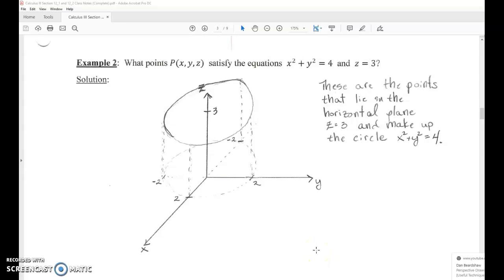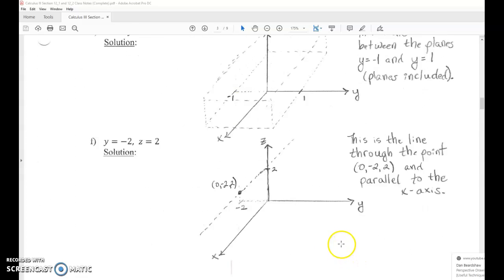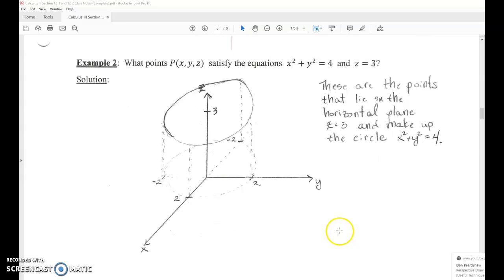Hi again, everyone. Okay, we're in Calc 3. This is example 2 on page 3 of your notes. Actually, let's see, page 3. Yes, I'm on page 3 of your notes.